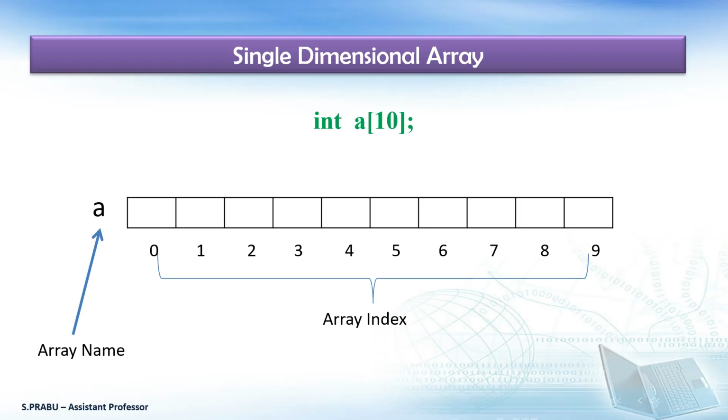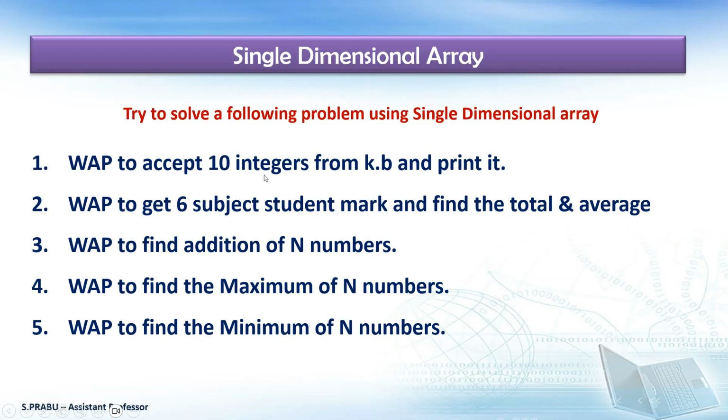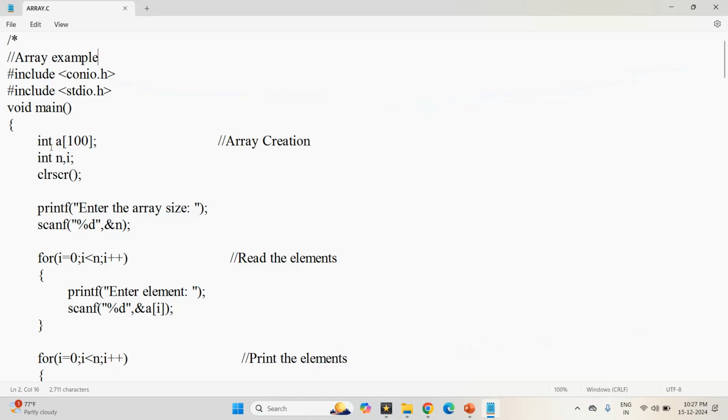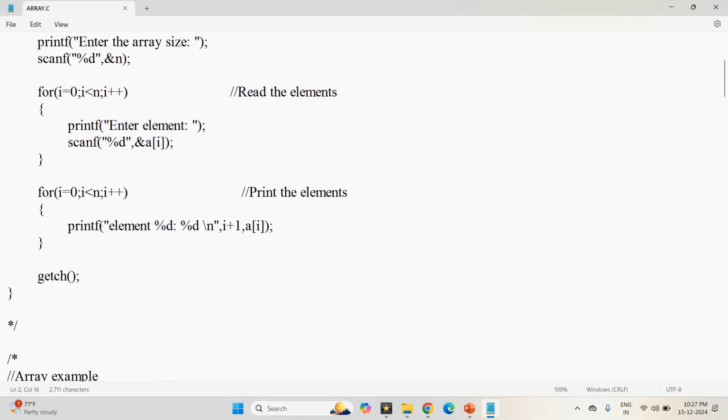So using this concept, we can easily resolve so many real-time problems. First, we practice how to get more variables from the keyboard using the array and print the same values. In the first example, we get 10 integers from the keyboard and print the same content. So in this program, I create a single dimensional array in which first I get the array size. If the array size is 5, I repeat the code 5 times to read the individual elements and print the same elements by repeating the for loop 5 times.